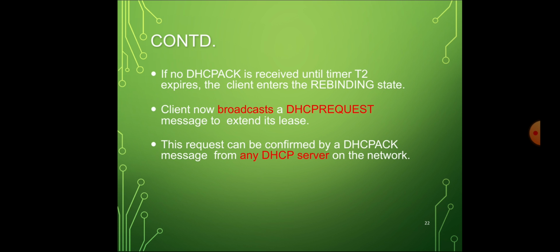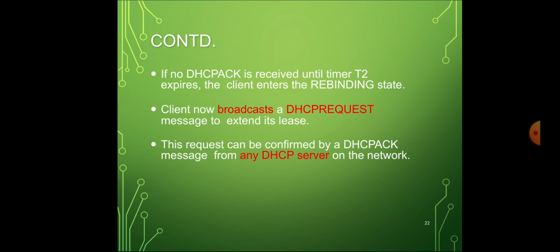Now what happens if, after T1 when 50% is over, the DHCP ACK is still not received? Until timer T2 expires, the client enters the rebinding state. Suppose T2 means 87% of the lease is over, but the client still does not receive the DHCP ACK message, then it goes into the rebinding state.